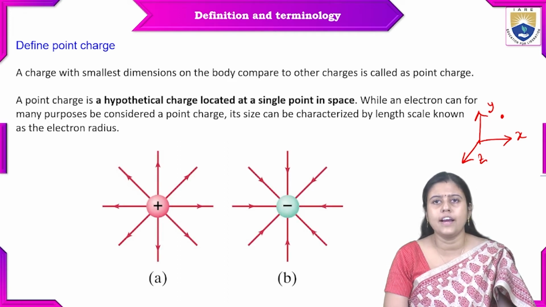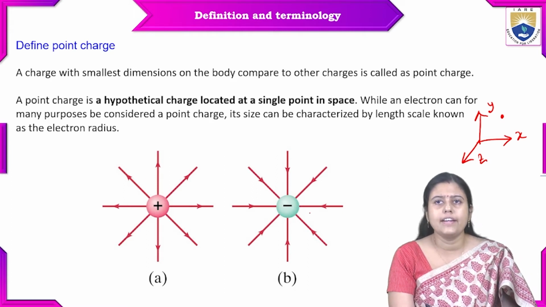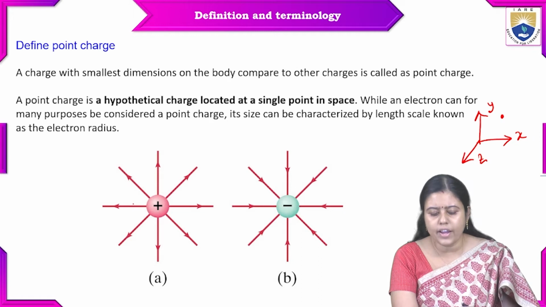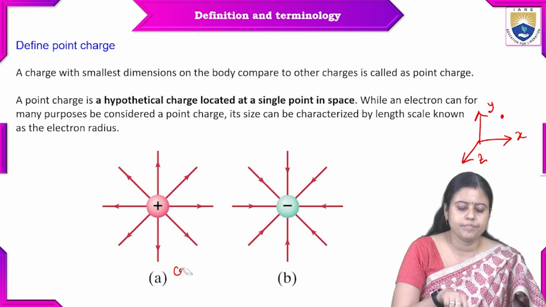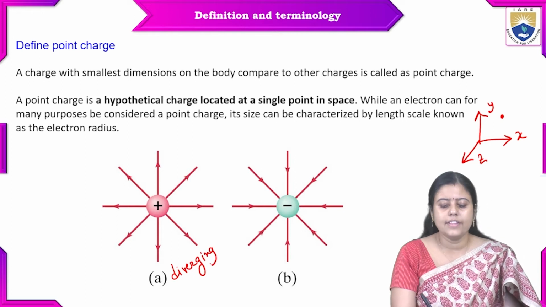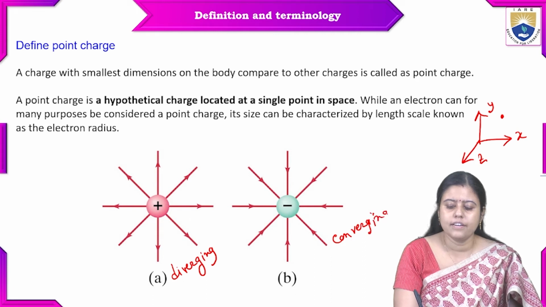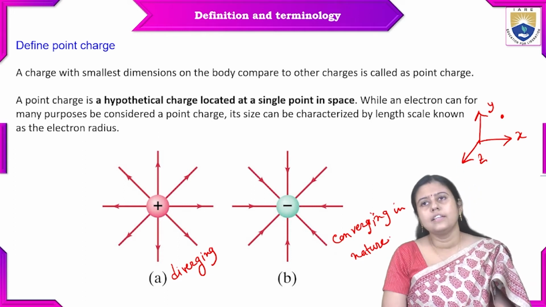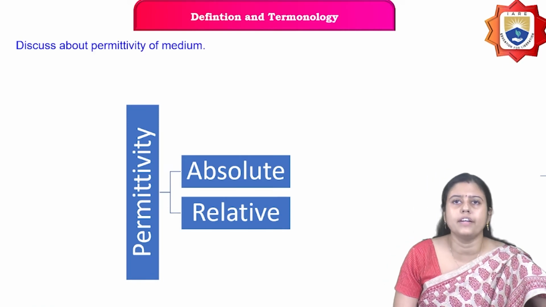So you can see here two figures. One is positively charged, another one is negatively charged. You can see the lines of force are going out from the positively charged one; this is diverging in nature, and this is converging in nature. So this is the thing about the point charge. Now we will discuss another important definition.